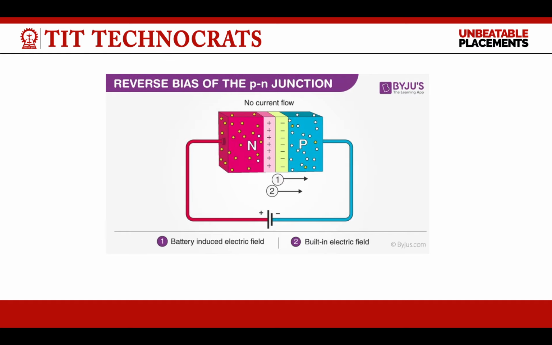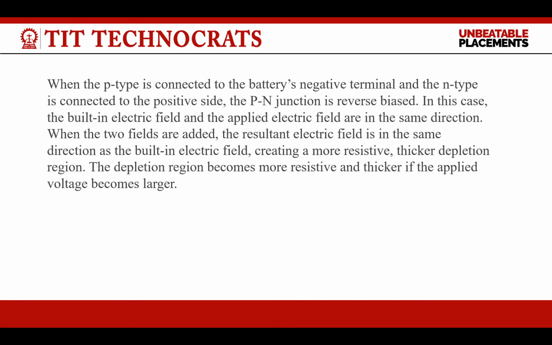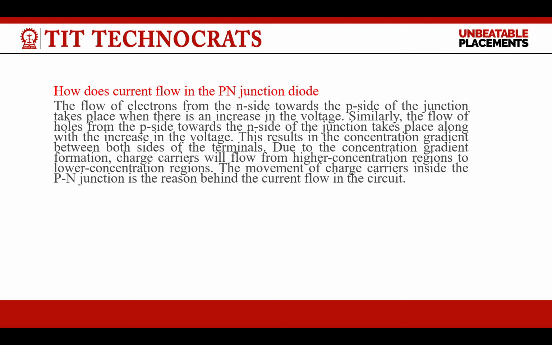This is the reverse bias of the PN junction. This is when the P type is connected to the battery negative terminal, N type is connected to the positive side, the PN junction is reverse bias. As we understand in the previous slide, the depletion region becomes more resistive and thicker if the applied voltage becomes larger. How does current flow in the PN junction diode?